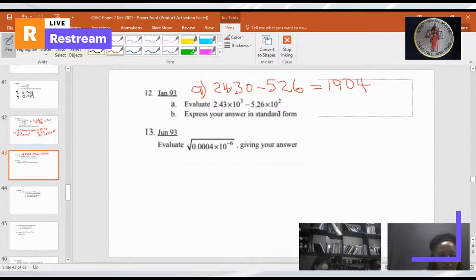All right. So for B now, they want that in standard form. Yes, miss, that would be 1.904 times 10 to the third power, because we'd have to move back 3 places to get it to the original.